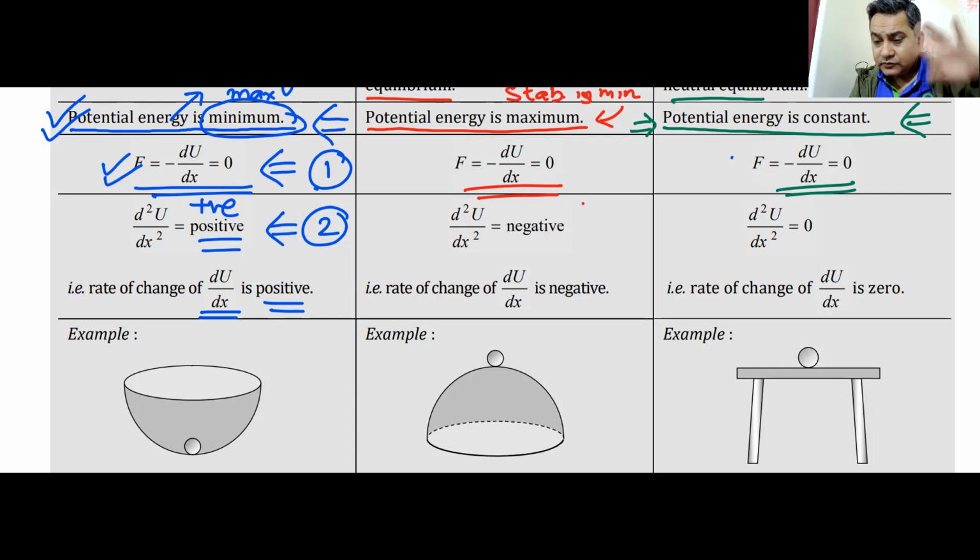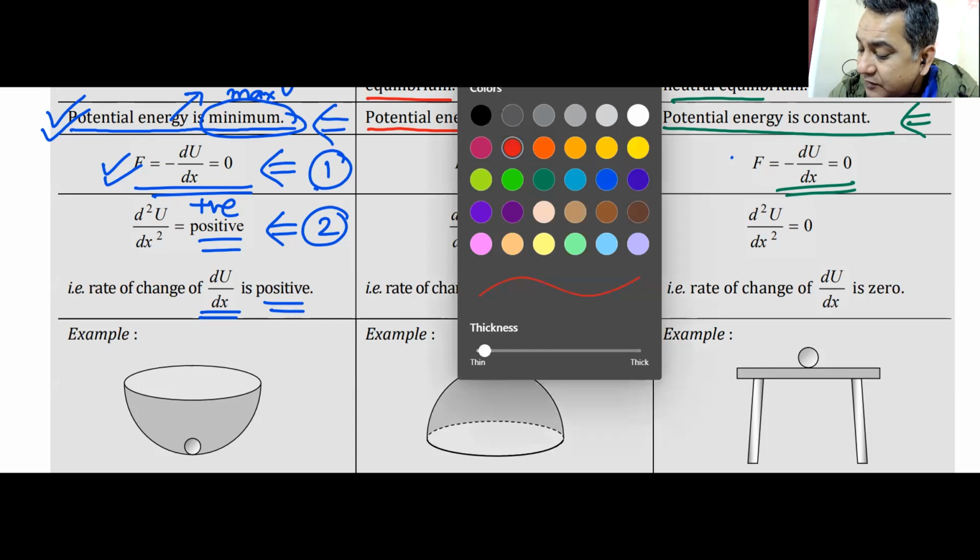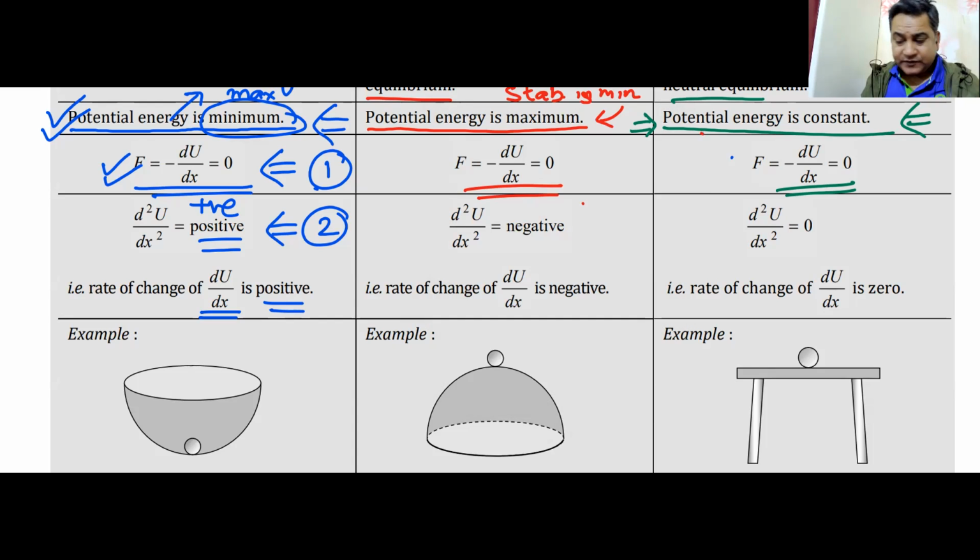So far, so good. What are the conditions for minima? Number one, du by dx has to be 0. Number two, d2u by dx square must be positive. That is the condition for a minima. Now, if that is the condition for a minima, what is the condition for a maximum value to occur? This is all math, nothing to do with physics. First condition for a maximum to occur is the same. Du by dx has to be 0.